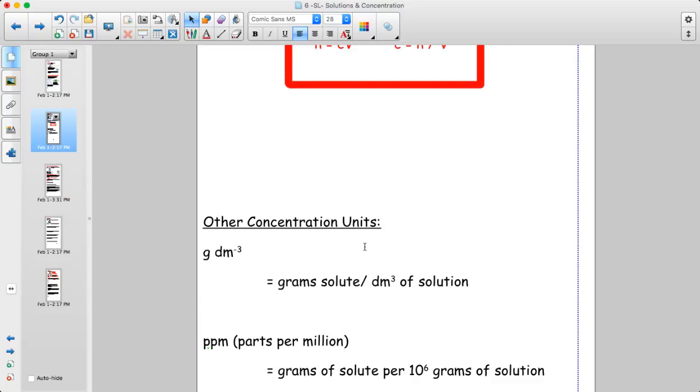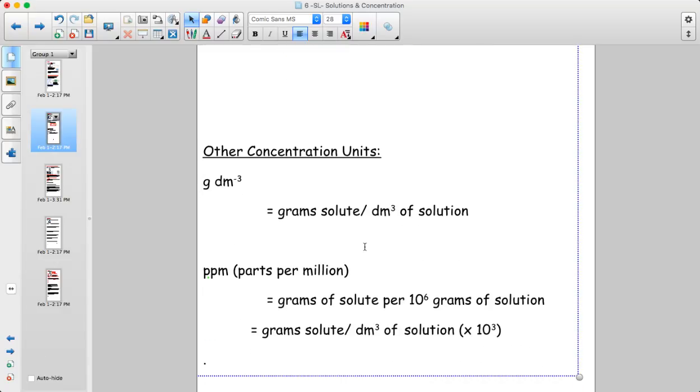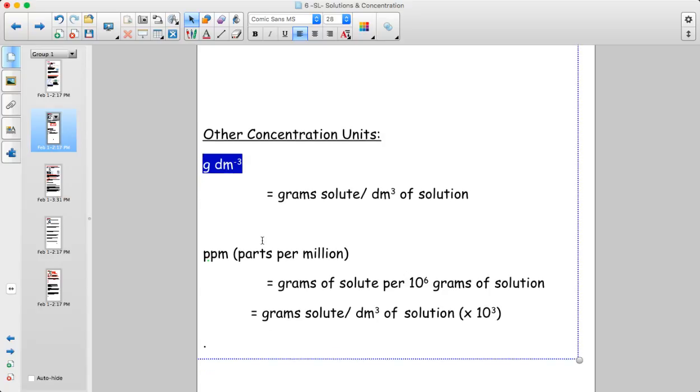There are a couple of other units of concentration the IB expects you to be aware of. One is grams per dm cubed, or just looking at the mass of something per liter. It's not very common to use it, but it's pretty simple. You don't have to do any gram to mole calculation, just simply the grams divided by the volume of solution.